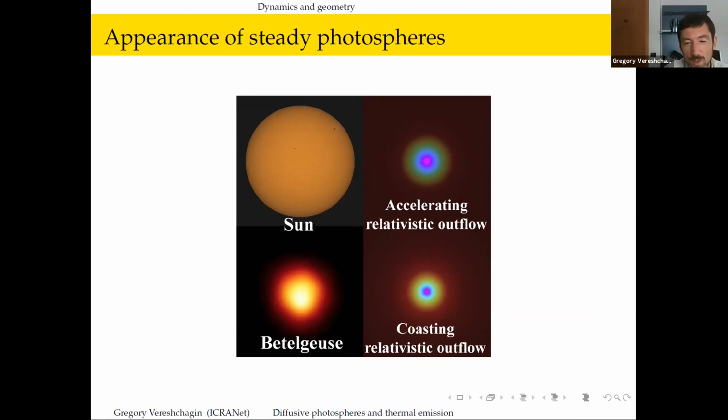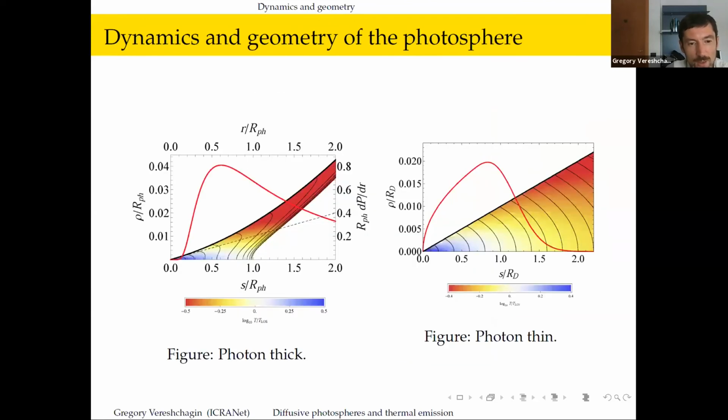Well, Asaf was talking about some aspects related to the angular dependence of the photosphere, the radial dependence, but I would like also to point out the timing dependence of the photosphere. This slide will show you some details related to this. So for photon-thick, wind-type photosphere, you would expect, first of all, a concave surface. It is well known that if the velocity of expansion is relativistic, the shape of the photosphere would be concave. But with time, actually, it changes.